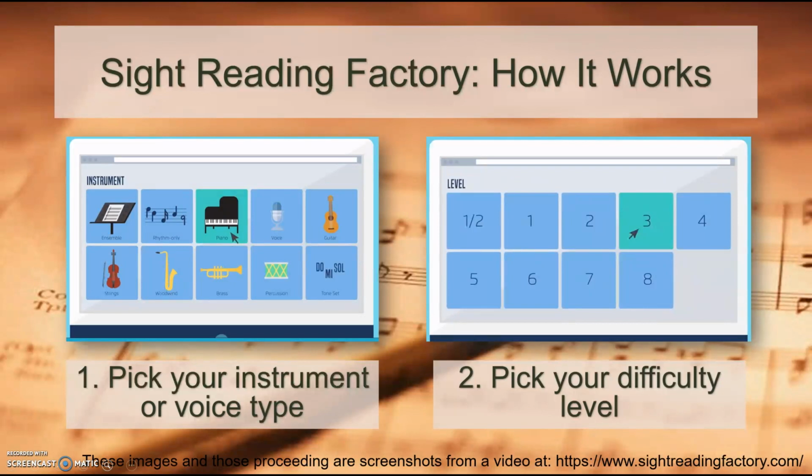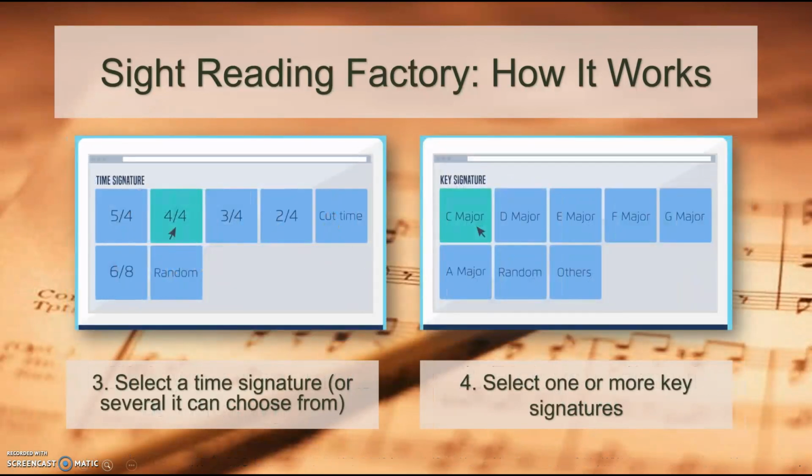Next, you'll pick your level of difficulty. It may take some experimenting to figure out what's just right, but it's important that you find a nice balance between not too hard and not too easy, so that way you're reasonably challenged, or your students are reasonably challenged. Next, you can choose a time signature or multiple, and the same with key signatures. You can choose one or a few.